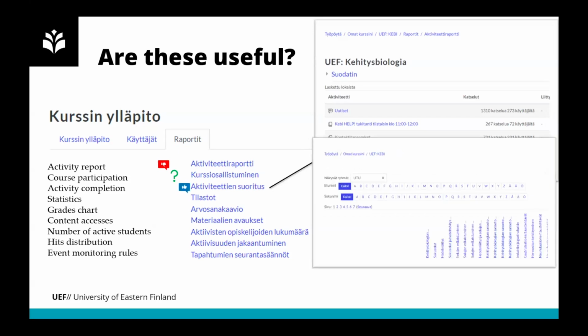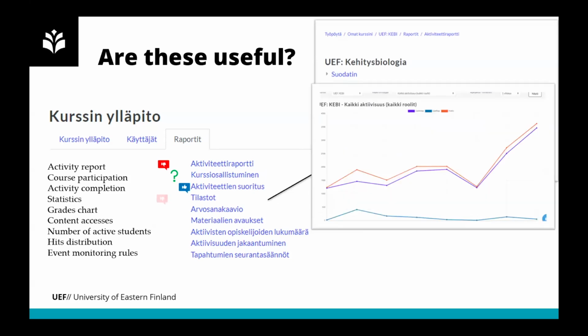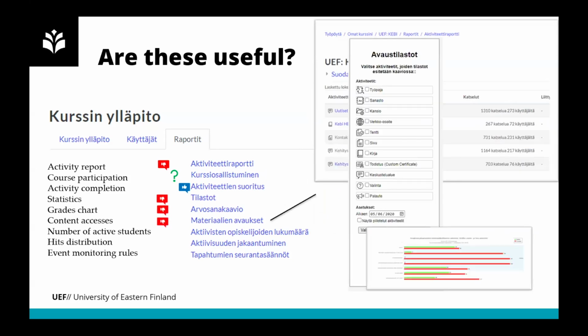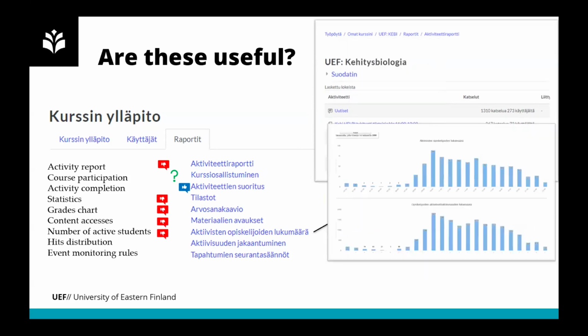Then the activity completion is something that I collect every week to see how the progress is going. And then we have statistics, graded charges, or content access, or even the time of the active students when they are doing it. And I'm not interested in this at all.